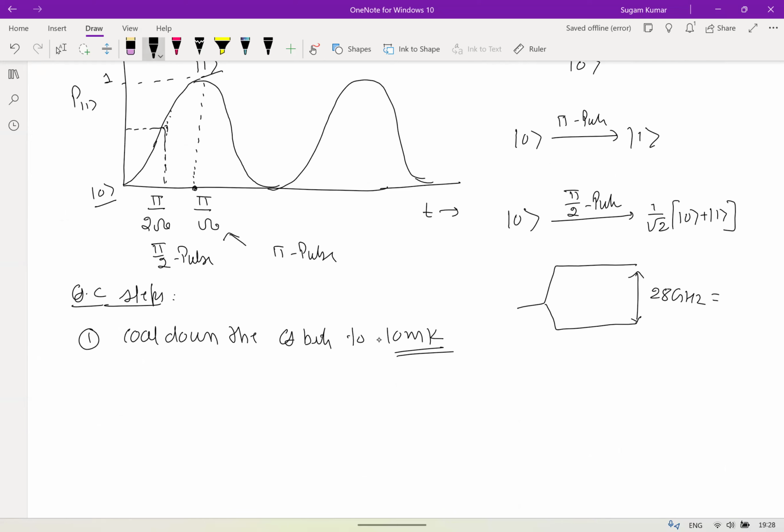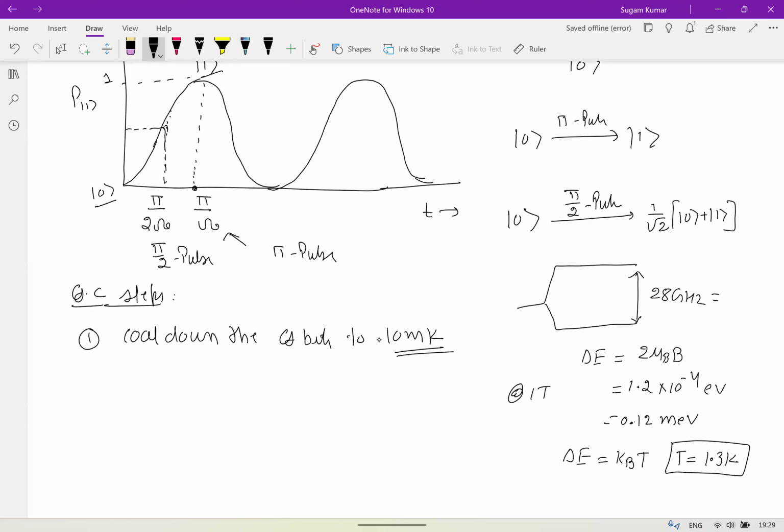So this energy, when you calculate, is 2 mu B into B. At 1 Tesla, this is around 1.2 times 10 to the power minus 4 electron volt, which means 0.12 milli electron volt. And the corresponding temperature when you calculate, although temperature is a statistical phenomenon, I can still assign a temperature here. So this comes out to be 1.3 Kelvin. That is the exact number I can say.